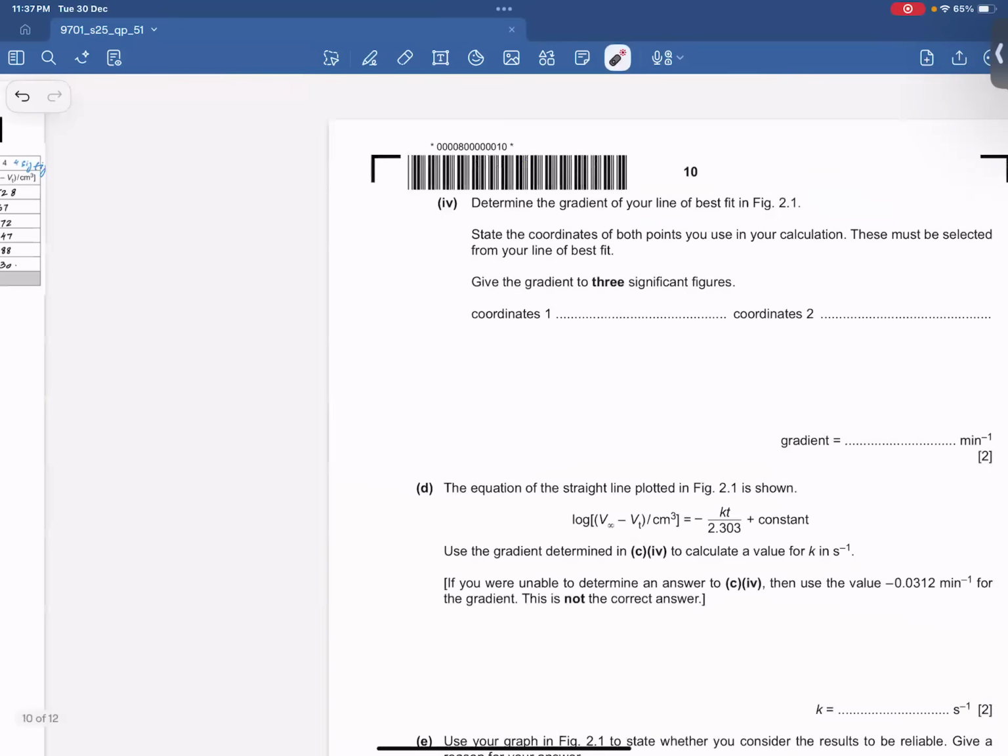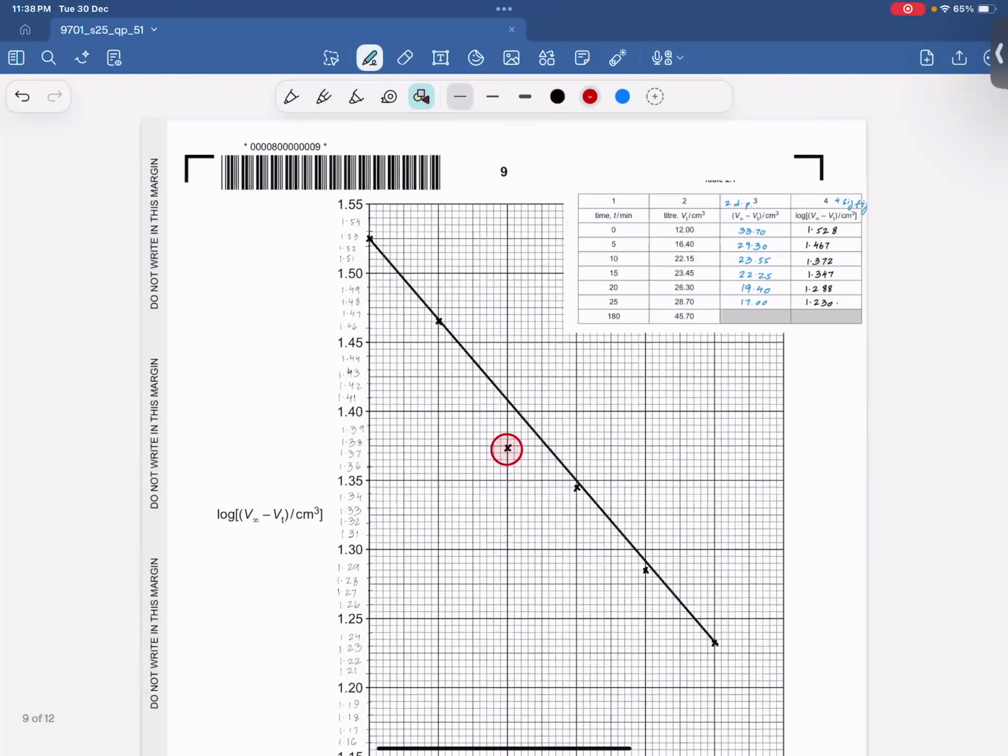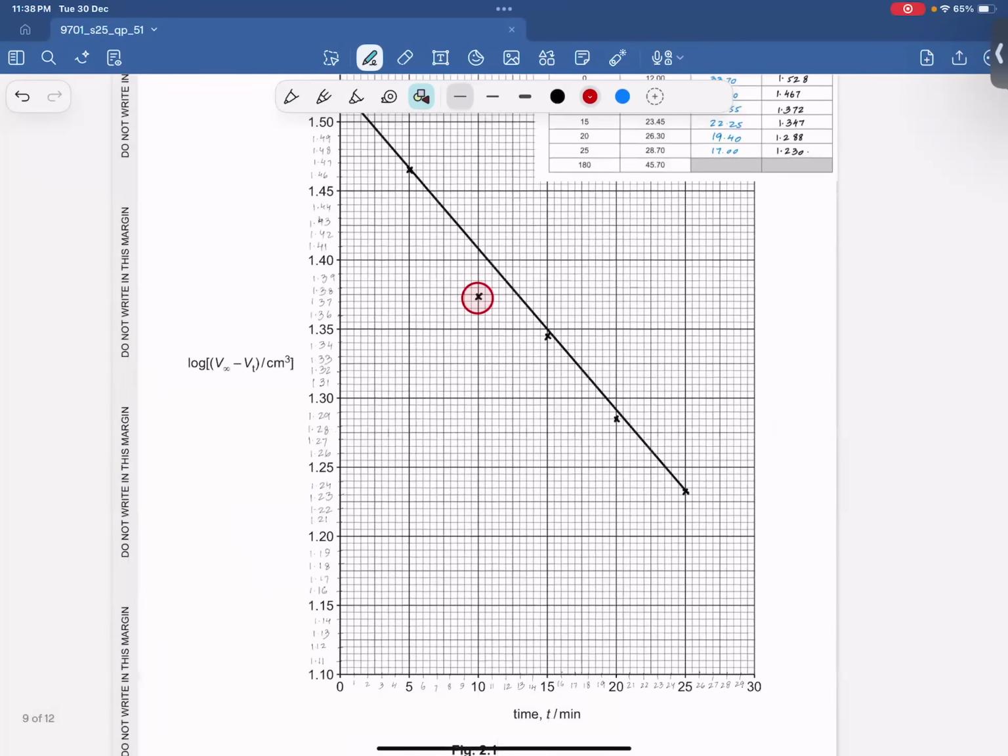Okay. Determine the gradient. My goodness. Determine the gradient of your line of best fit in figure 2.1. State the coordinates of both points you use in your calculation. These must be selected from your line of best fit. Give the gradient to three significant figures. And we need to go for the gradient. So gradient could be from any point.